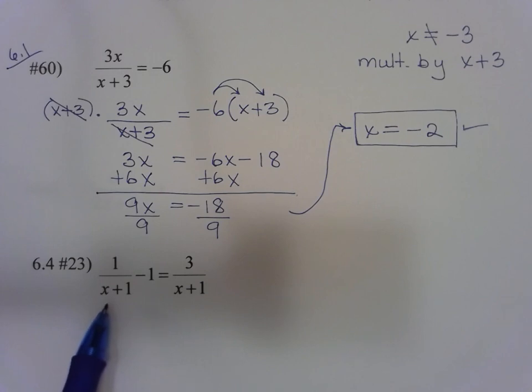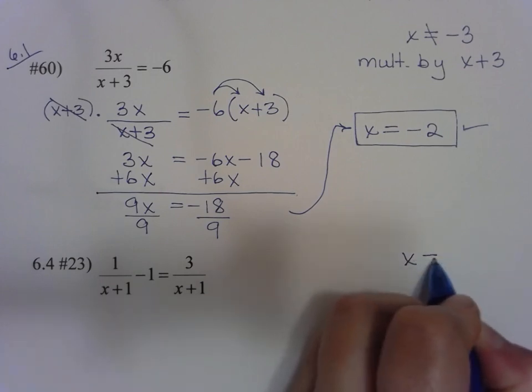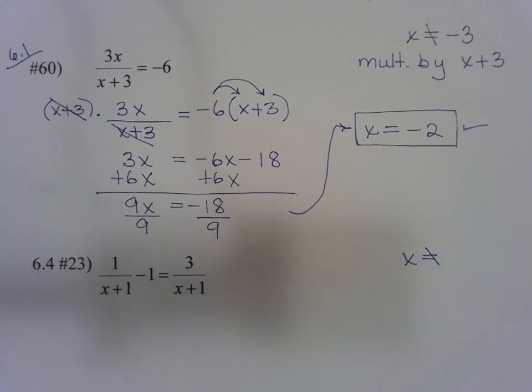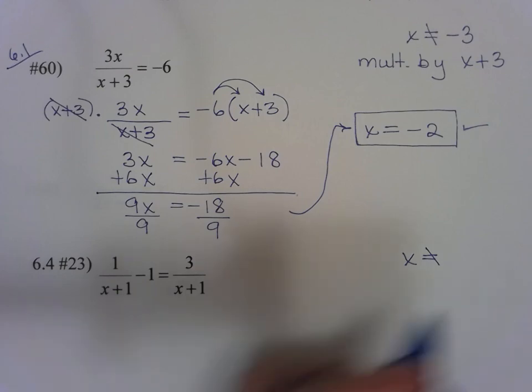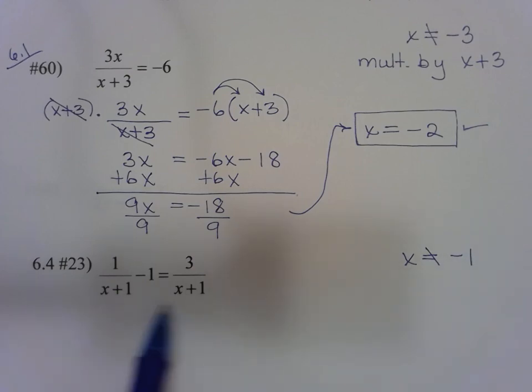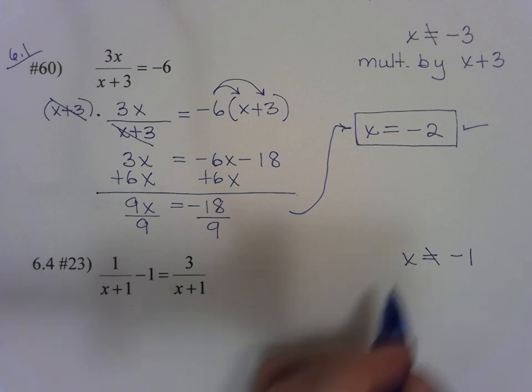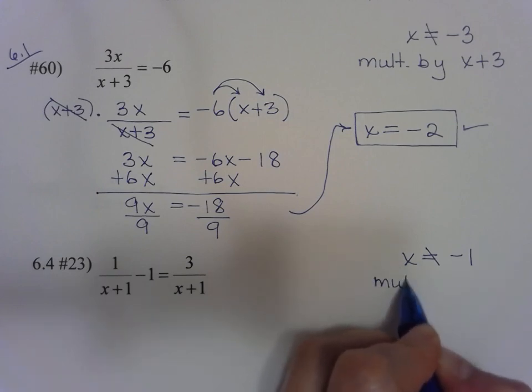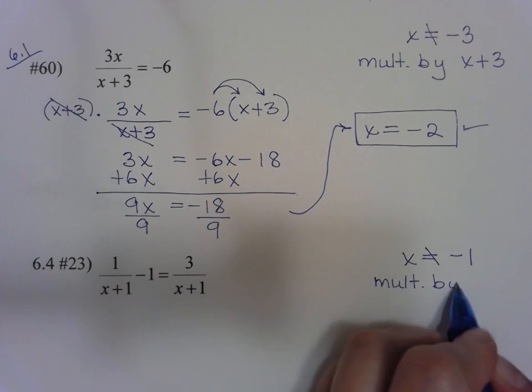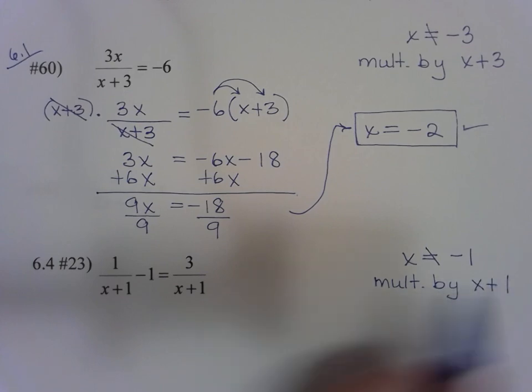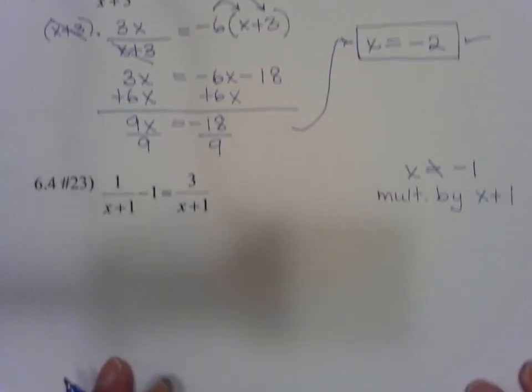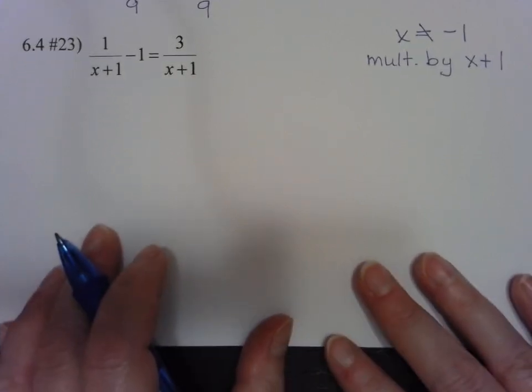All right, so let's look at this one. First of all, what x value is not going to work? Negative 1, right? Because negative 1 plus 1 would make 0. Okay, and then notice here my denominators are the same. So I'm going to multiply all the parts here by x plus 1. All right, so let's do that.